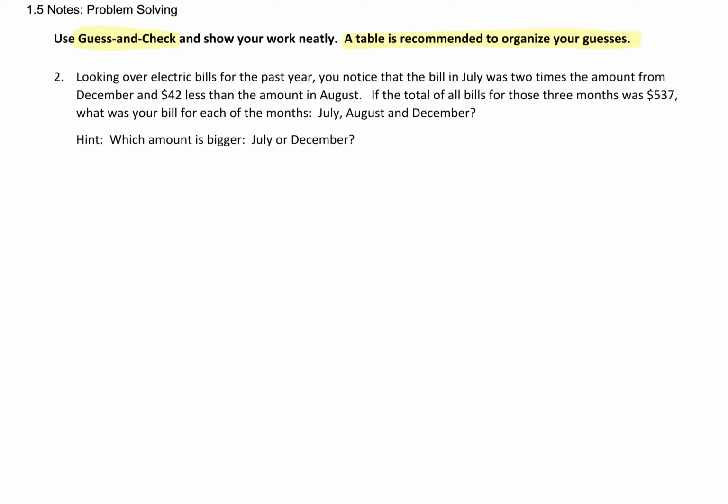Okay, so looking over electric bills for the past year, you notice that the bill in July was 2 times the amount from December and 42 less than the amount in August. So we have a compound sentence here. We're actually comparing July to 2 different months.